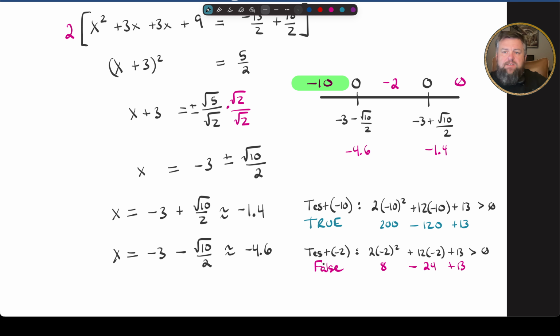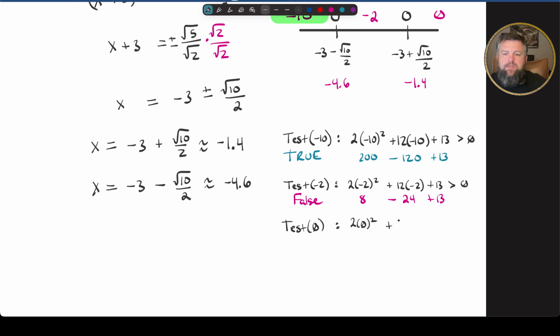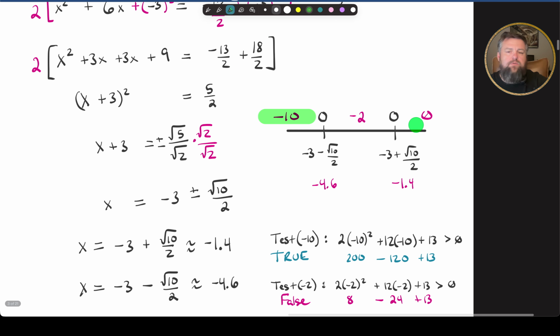And then our last test is going to be 0. So we're going to go 2 times 0 squared plus 12 times 0 plus 13. Well, we get 0 plus 0 plus 13. 13 is more than 0, so this is true. So we are going to shade to the right, and it's going to be exclusive.